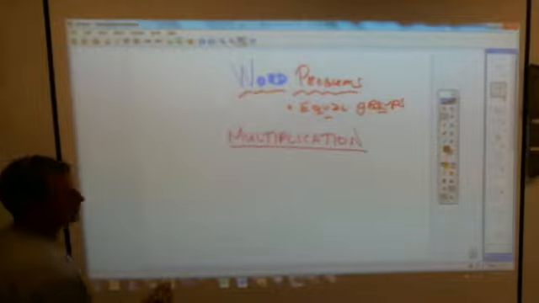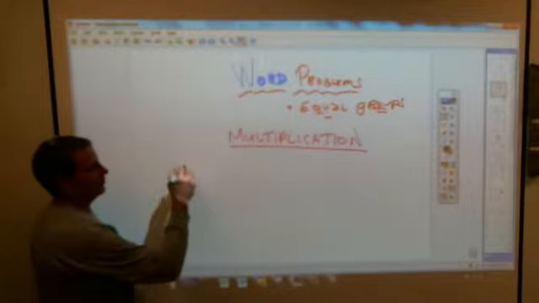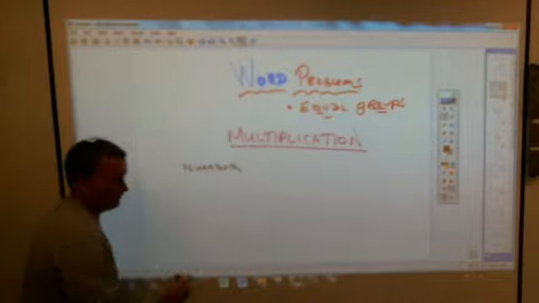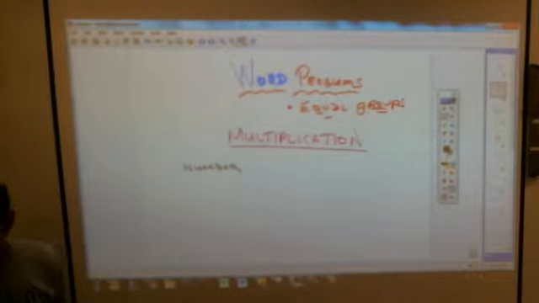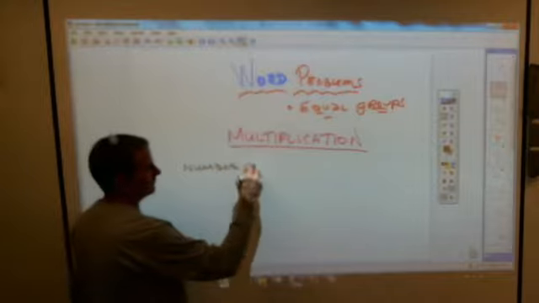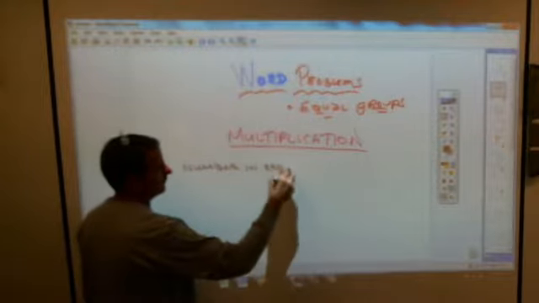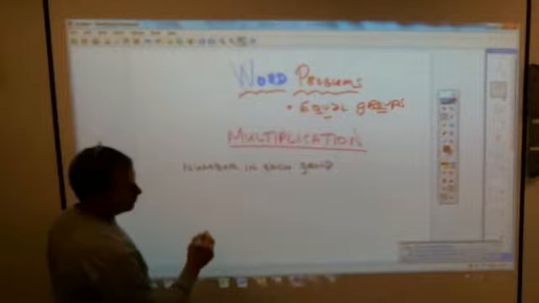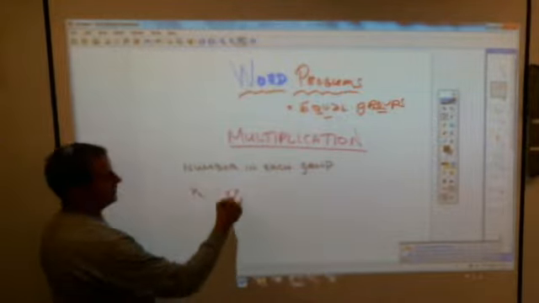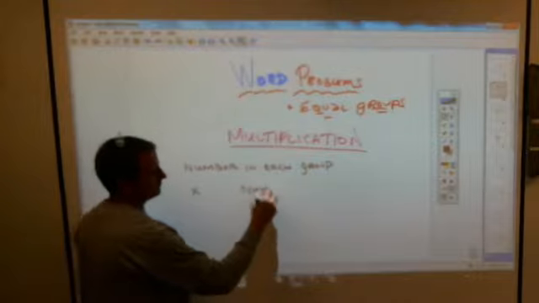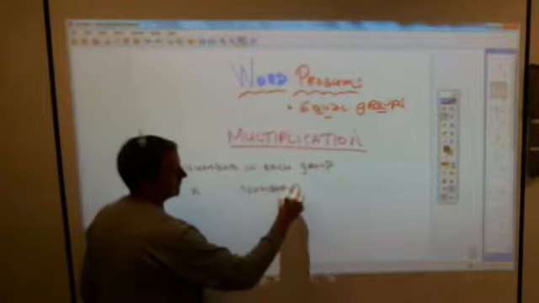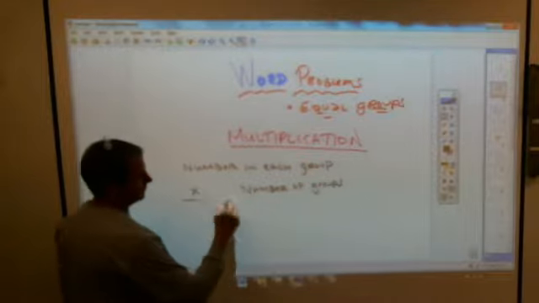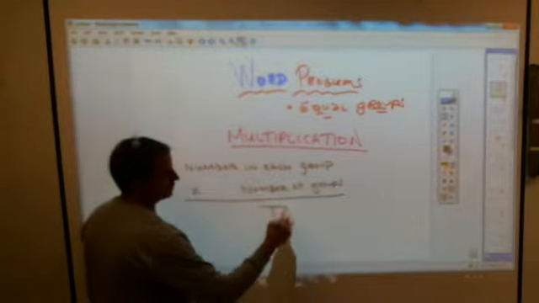Here is how the multiplication pattern works. Okay, it works like this. You have the number of things in each group, and then you multiply that by the number of groups. And when you do that, you get a total.